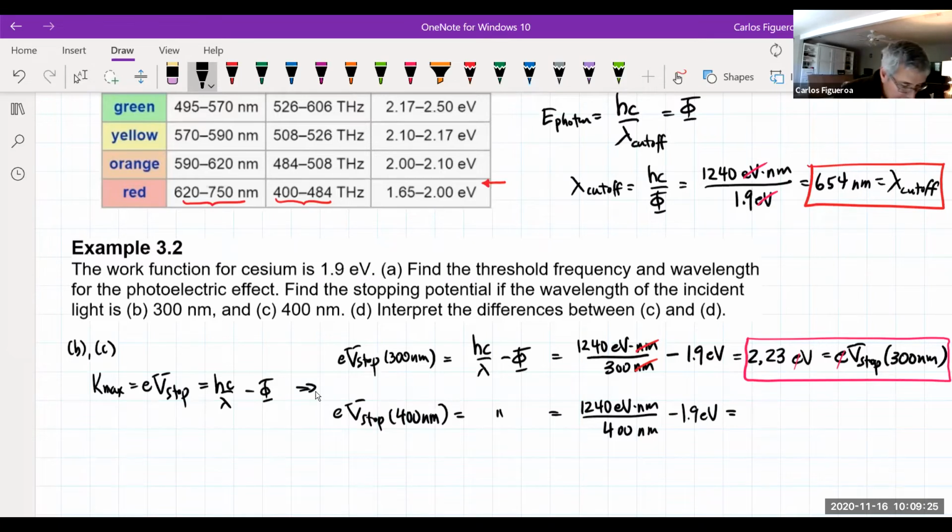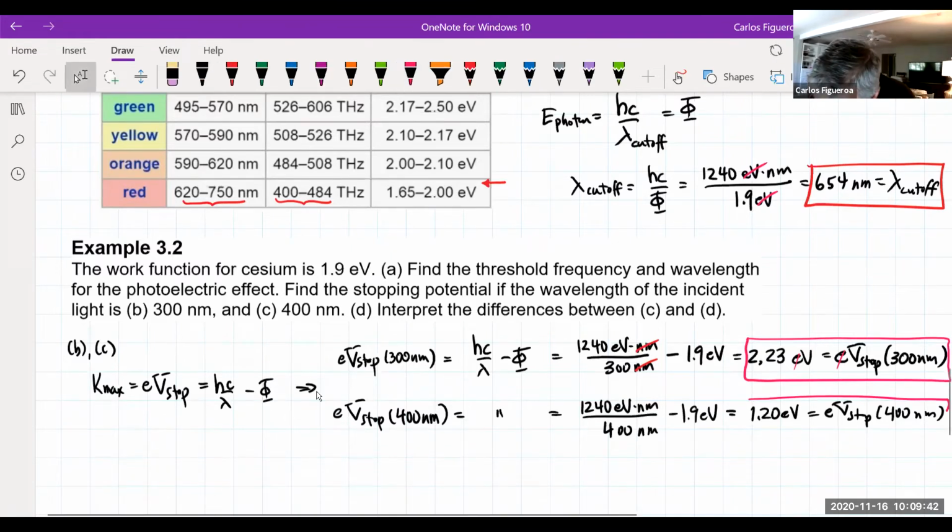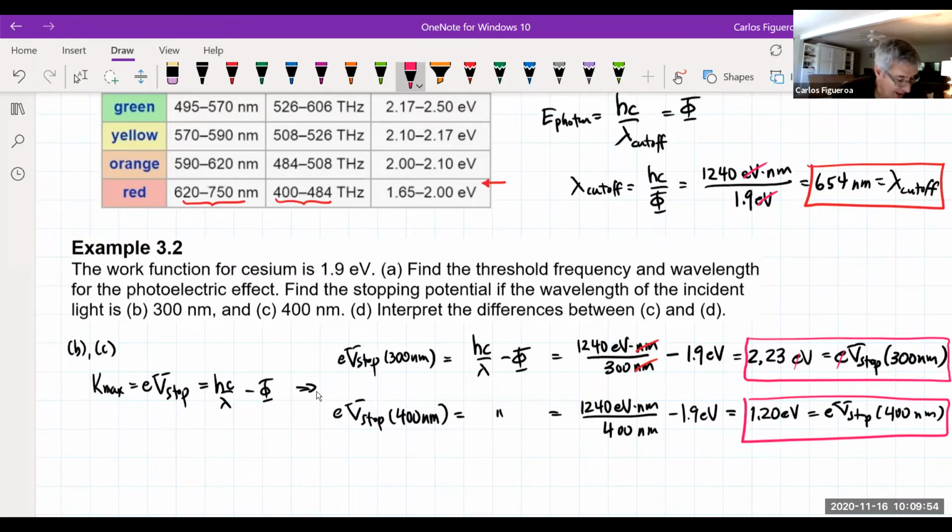And the value that I end up getting is 1.2 electron volts. And that's going to be my EV stop. So if I look at this here, you could see that the longer wavelength is easier to stop because it has a value of 1.2, whereas the shorter one has a higher one.